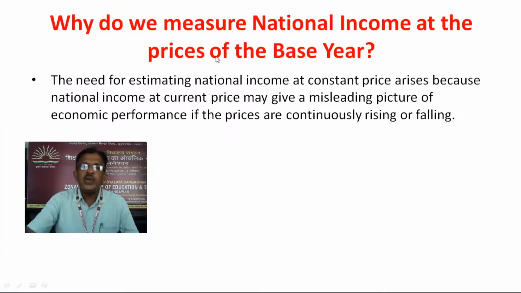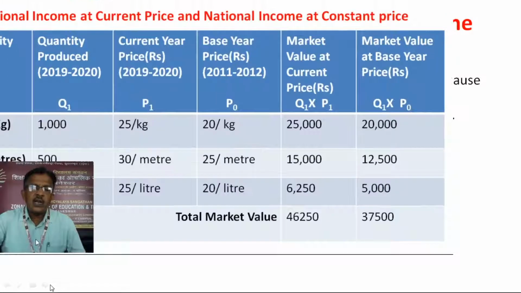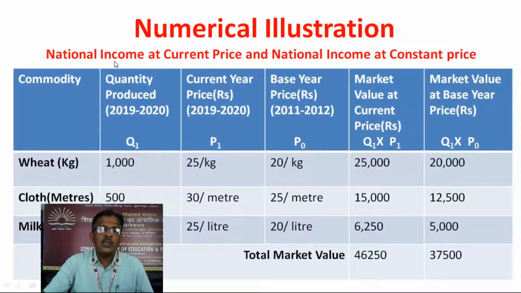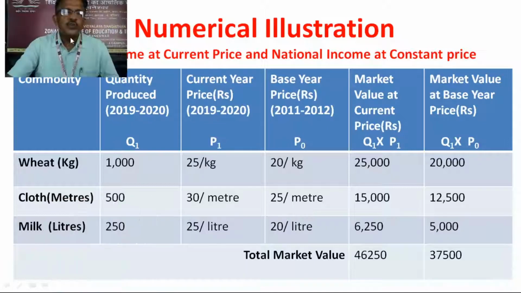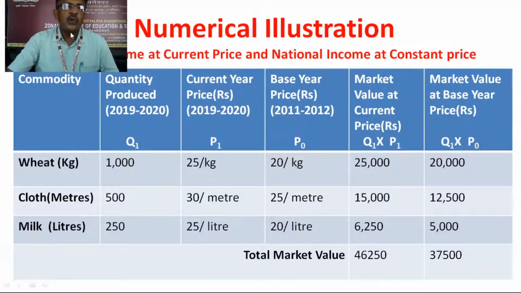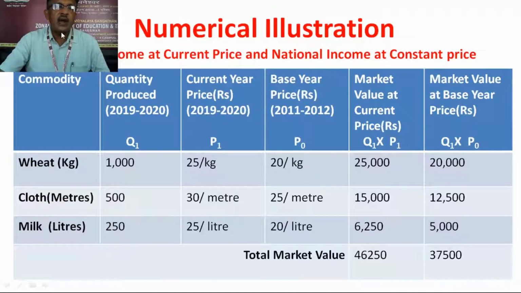Why do we measure national income at the prices of the base year? The need for estimating national income at constant price arises because national income at current price may give a misleading picture of economic performance if the prices are continuously rising or falling. A numerical illustration for this: national income at current price and national income at constant price. So here I have taken 3 commodities to clarify these concepts.